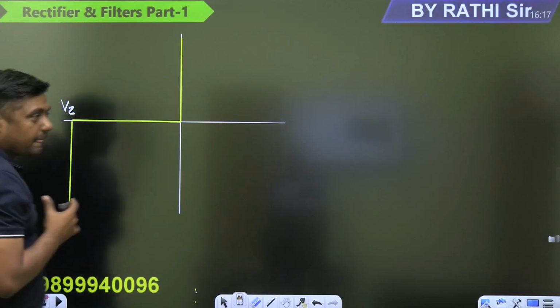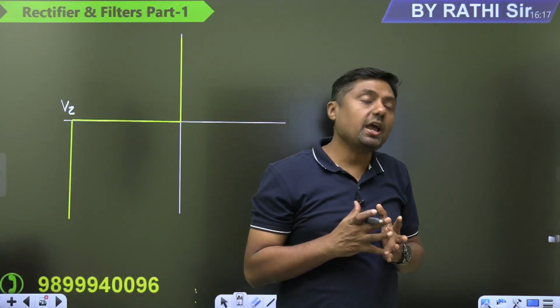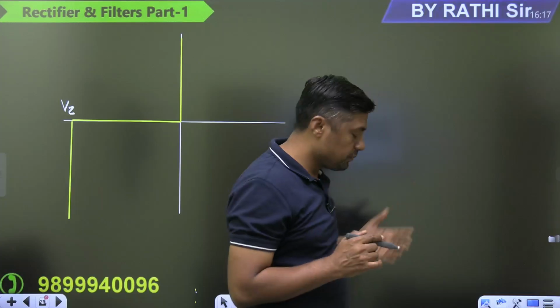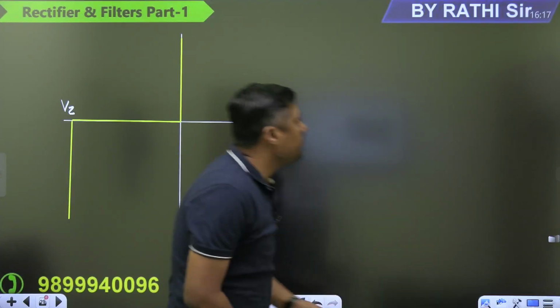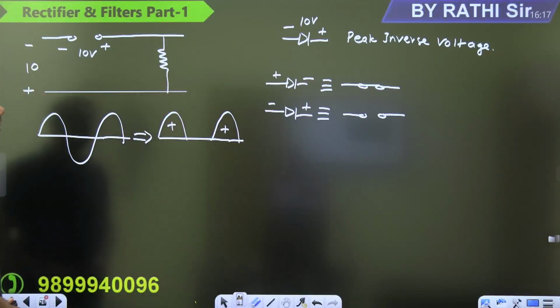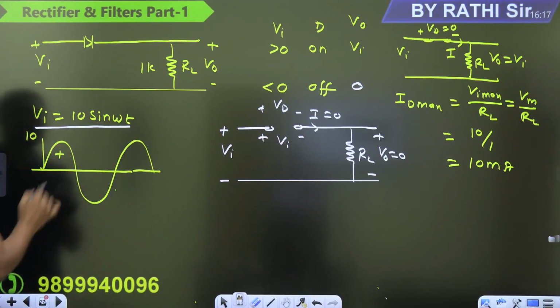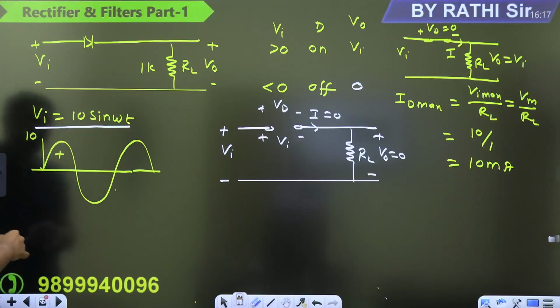Now, we are calculating the PIV on paper, guys. Paper means, suppose we are applying 10 sin omega t, let us have the idea about the input. For forward bias, it will act as a short circuit and pass the input signal. For reverse bias, it should stop the input signal.